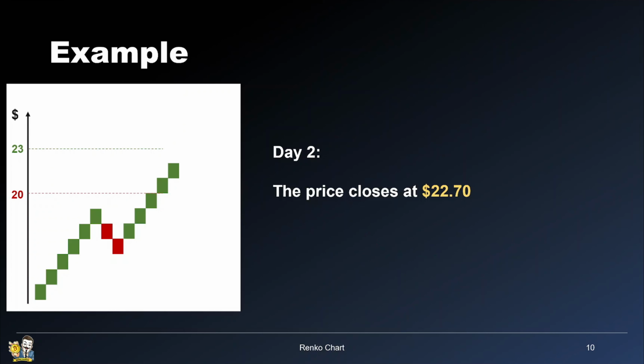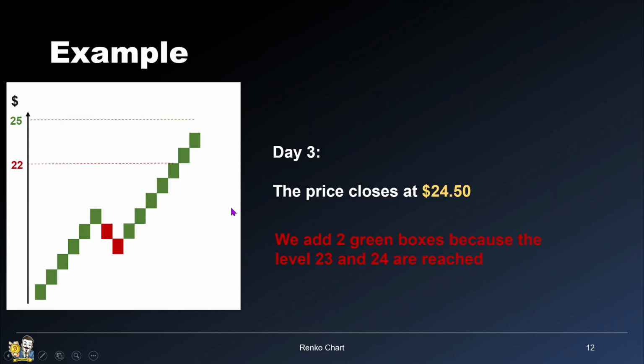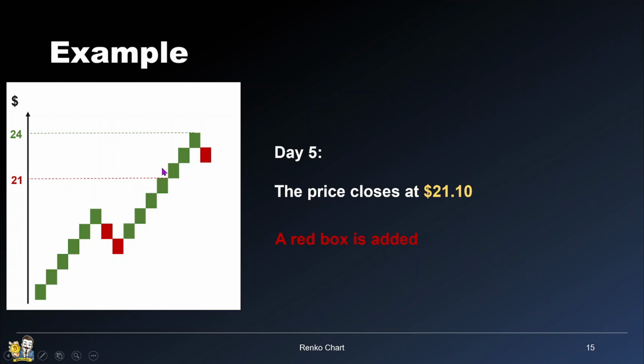On day 2, the price is at $22.70, so it didn't reach the next level to build a new box. We don't add a green box. On day 3, the price closes at $24.50. It's a big move, and so we can add 2 green boxes, because the price reached both level 23 and level 24. On day 4, the price closes at $22.10. Nothing happens because none of the next levels are reached. On day 5, price closes at $21.10. The 22 level is reached, so we add a red box. And so on, and so on.